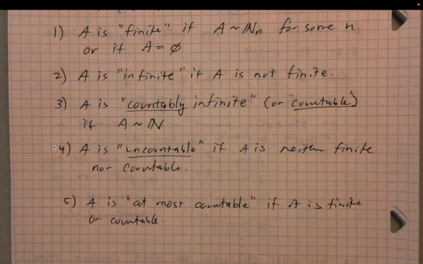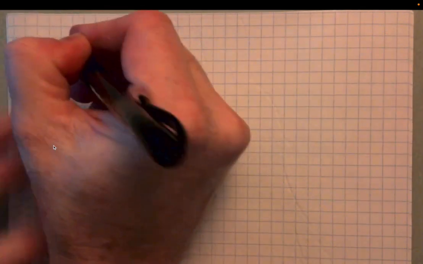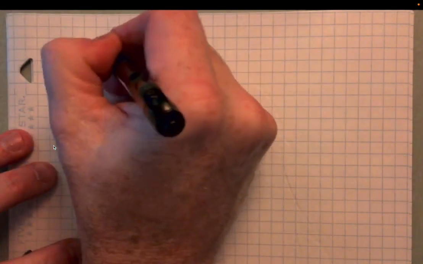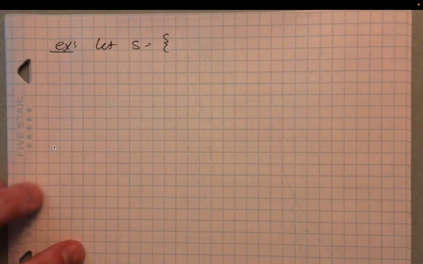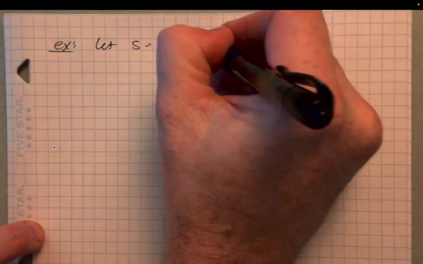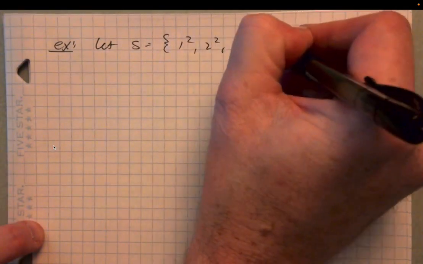Let's talk through some examples, because this can be a little hair-raising at first, all of these different shades and these subtle distinctions. So let's let S equal the set of squares of the natural numbers: 1 squared, 2 squared, 3 squared, and so on.